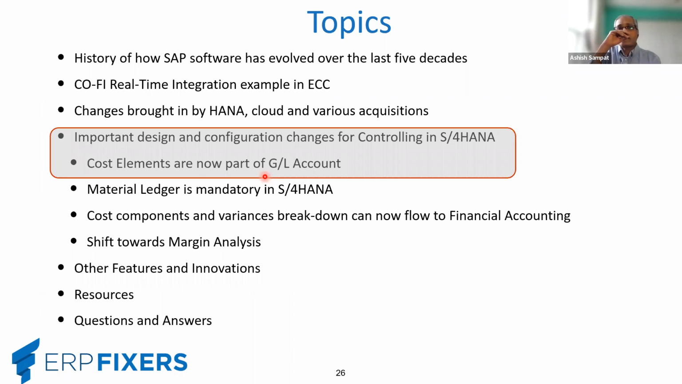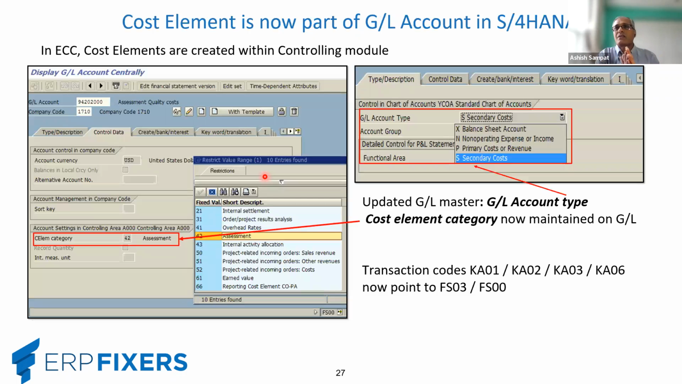Okay, let's now focus on the design and configuration changes. So cost element is part of GL account. I think we discussed this earlier as well, but this is a picture that will help. When you go to the FS00 or FS03 transaction in S4 HANA, you'll now see this cost element category, which will of course be, if it's a primary cost element, 1 or 11 or 12. But then this is a secondary cost element. So now you see assessment as one of the options here.